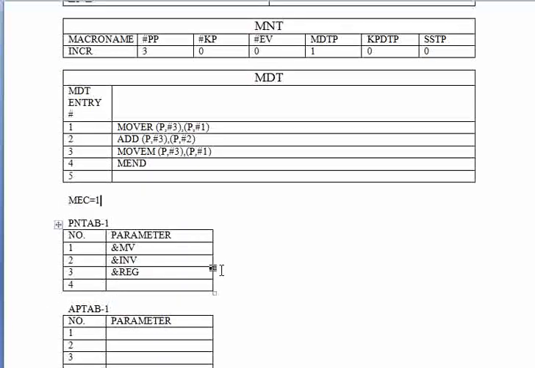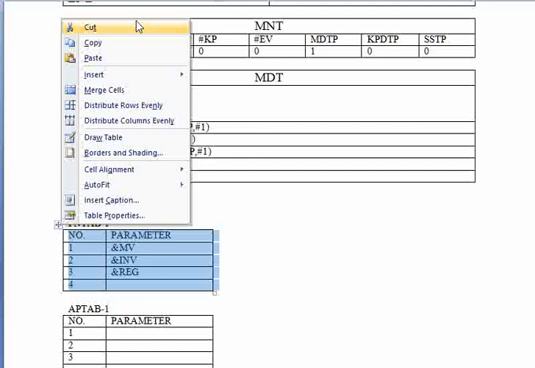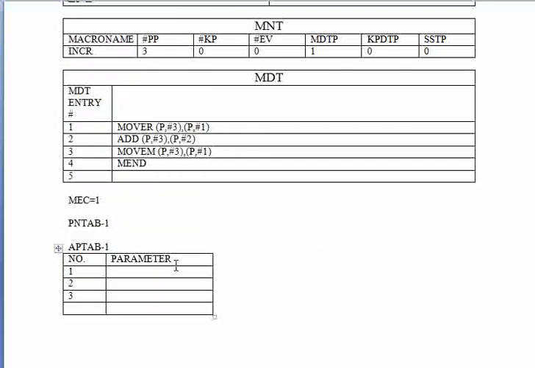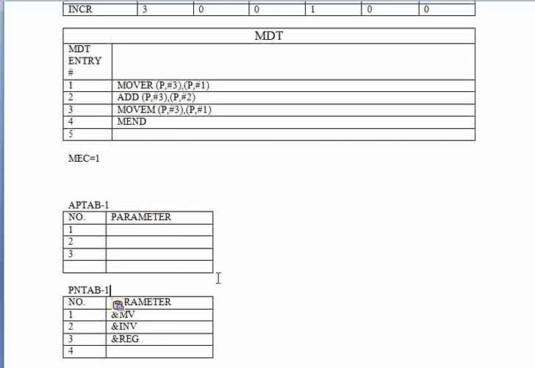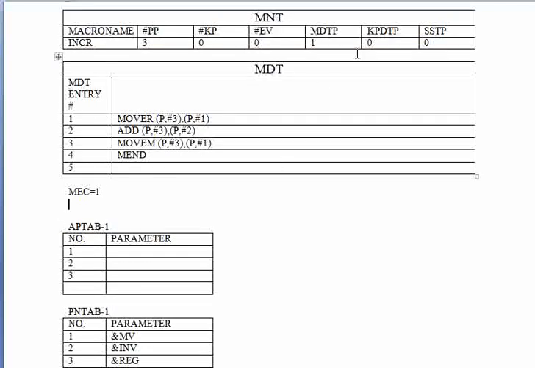So we no longer require this PN tab. What we can do is eliminate it, or we do not need to look at it. So we can eliminate it from our program. I will replace it below here. I will just put it over here so that you don't get confused. Right. So we just look at MEC, which is set to this MDTP value, which is 1, and the AP tab has 3 parameters got from #PP plus #KP.